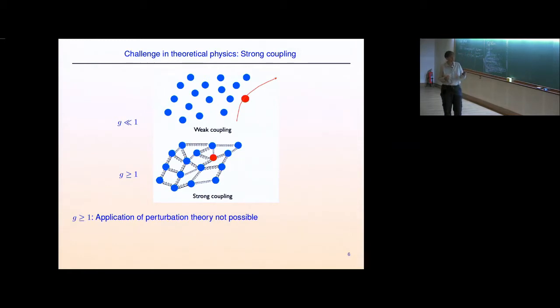Now, if the coupling is bigger than 1, then this means that all the particles form a kind of collective system. So if you want to describe the physics of this particle, you have to describe the physics of all the other particles at the same time. And that's what's making life hard, and that's why it's not so easy to present a simple method to solve this problem. In particular, the application of perturbation theory is not possible.